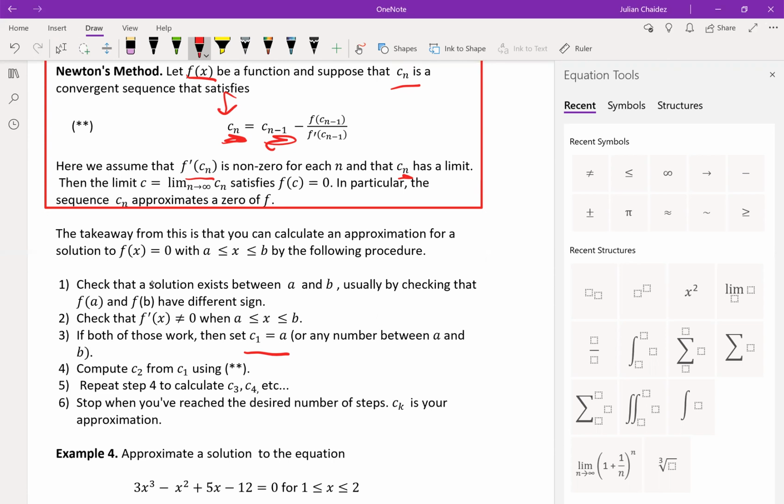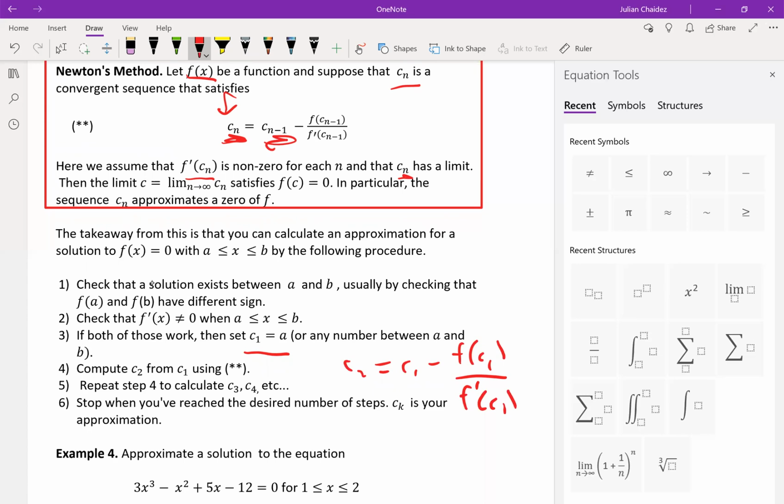So I'll set C2 equal to C1 minus f of C1 divided by f prime of C1. And then I'll do it again to get C3. I'll set C3 equal to C2 minus f of C2 divided by f prime of C2. Then I get C4 by doing it again, then C5 by doing it again, et cetera.